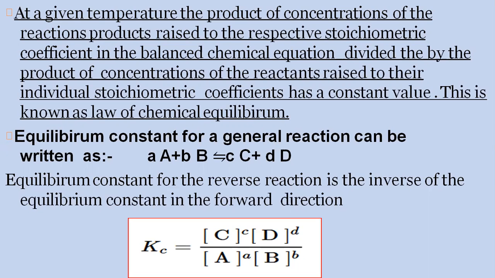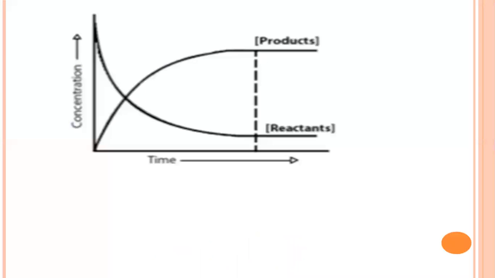The equilibrium constant for the reverse reaction is the inverse of the equilibrium constant in the forward direction. Whenever you reverse the reaction, you reverse the entire formula. At that time, the reaction becomes different: the reactants become the products and the products become the reactants. Whenever the reaction is in the forward direction, it will be like this, and when the reaction is in the backward direction, it is just the vice versa of that.